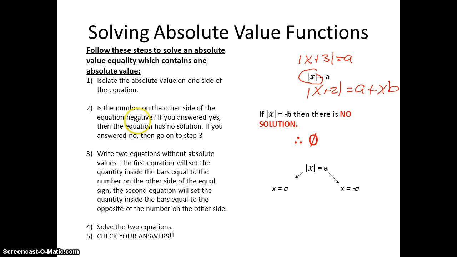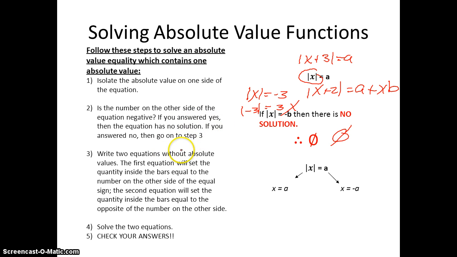So step 2, is the number on the other side of the equation negative? Now let's look at that. If you get the absolute value isolated, and you still have a negative on the other side, well then obviously there can be no solution. If I have the absolute value of x equals negative 3, is there anything I can plug into here to get negative 3? No. If I plug in a negative 3, absolute value, what do I get? I get a 3, and that is not the same. So that's what I mean by that. That's another way of writing no solution. All right, if you answered yes, then the equation has no solution. If you answered no, then go to step 3.